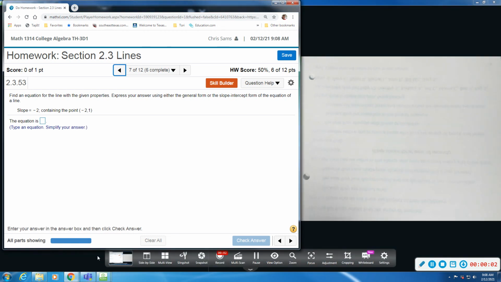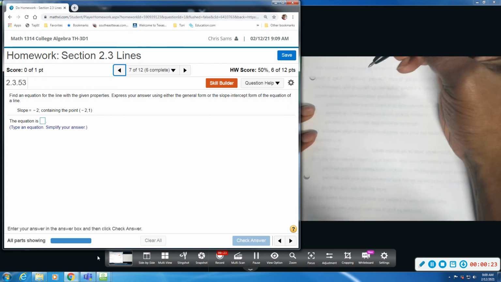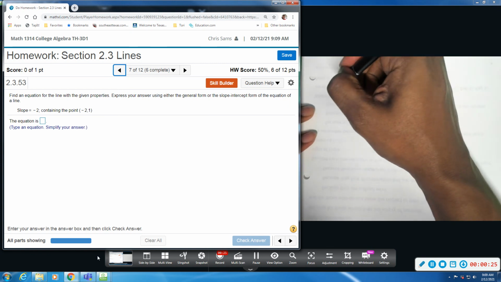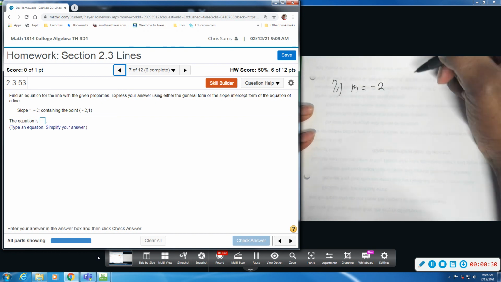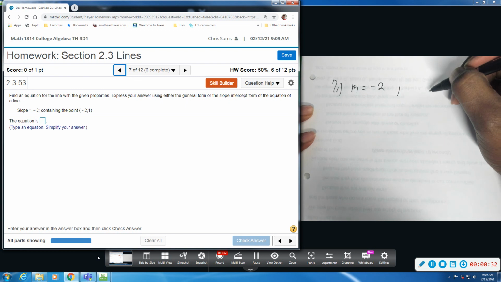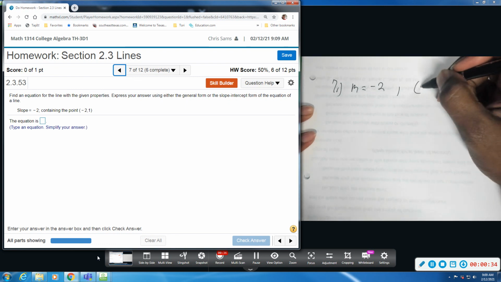Number 7, we want to find the equation of a line with a given property. We want to express our answer using either general form or slope-intercept form. And we have slope equals -2. Point is (-2, 1). Okay, so we have slope equals -2 and point is (-2, 1).